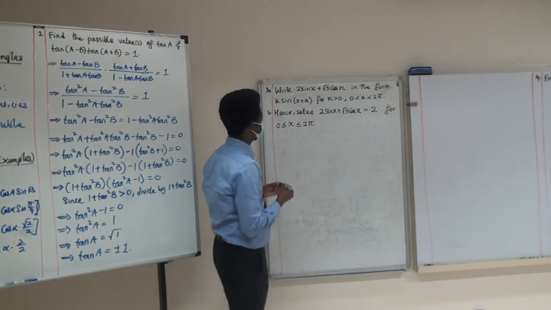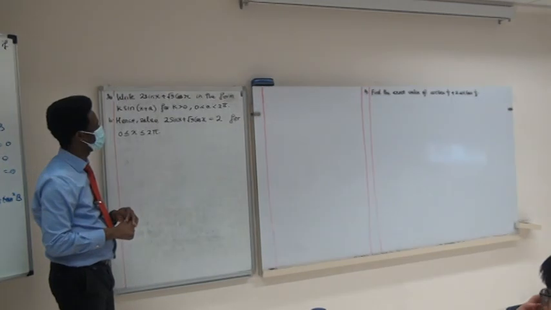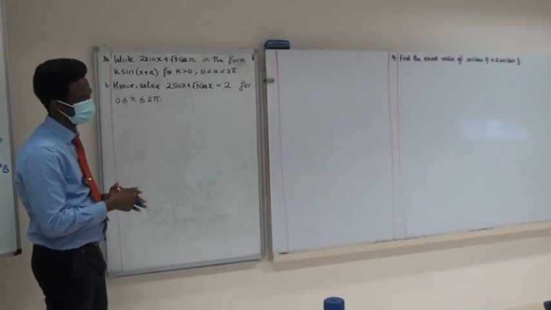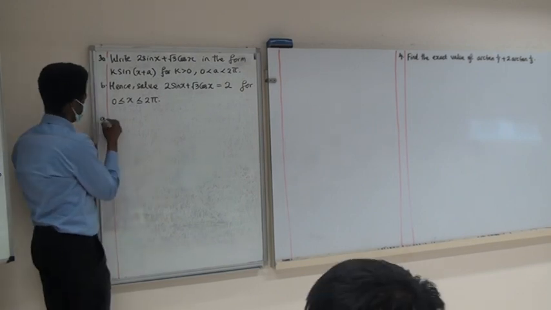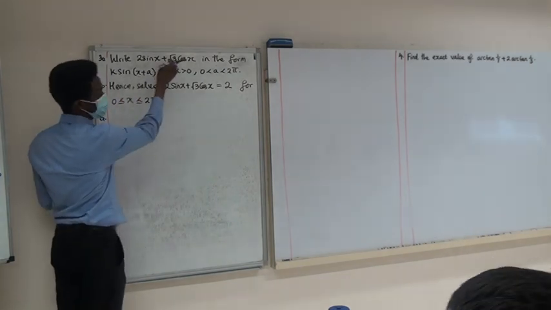Now, for this one, it says write this sum in this form. You're going to come across this question a lot. So where you will begin is this. You start from here, because we want to write this in this form.